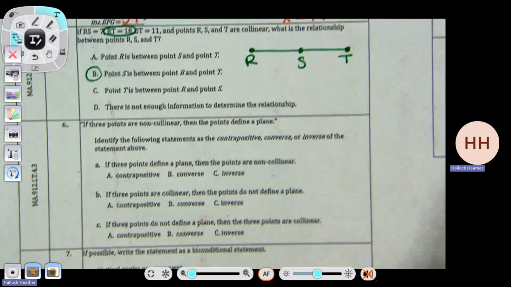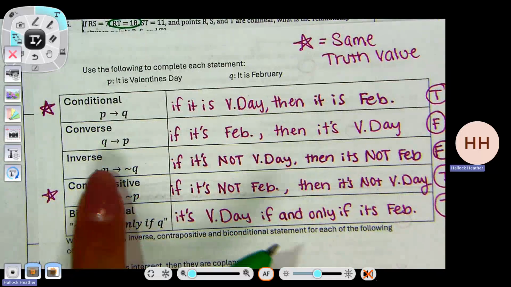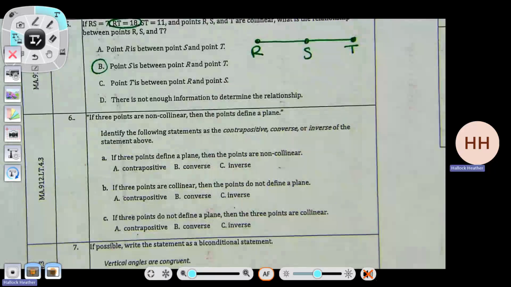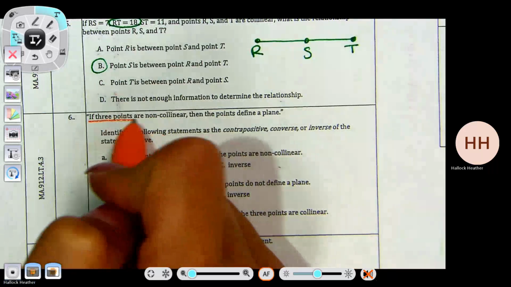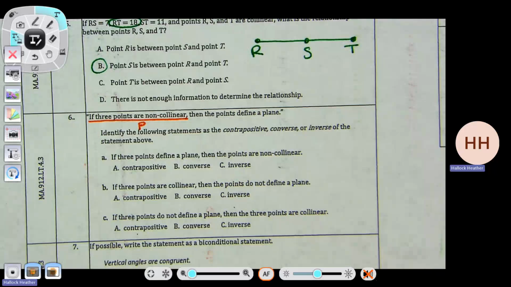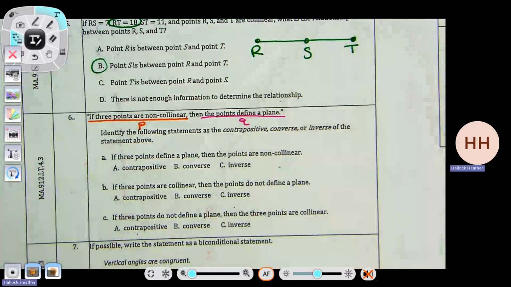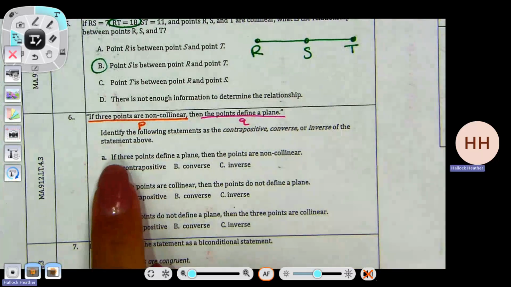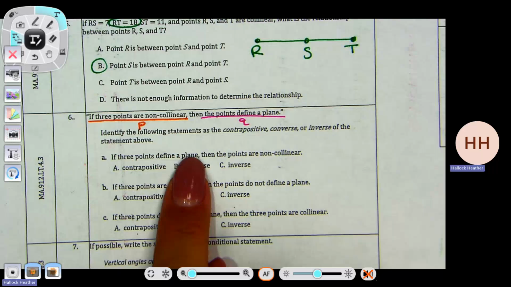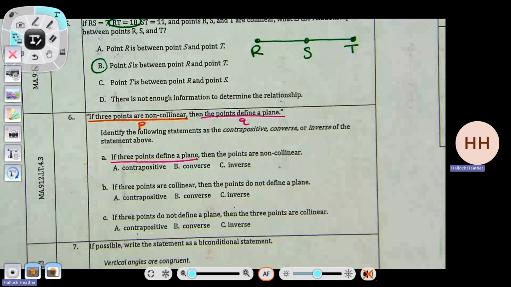For the next one, you have 3 statements. We are using this paper from 3.1, which is conditional, converse, inverse, contrapositive, biconditional. It's rearranging your sentences. So it says if 3 points are non-collinear, this is P, then the points define a plane. So it says if the points define a plane, so notice that the back is now the front, then the points are non-collinear.